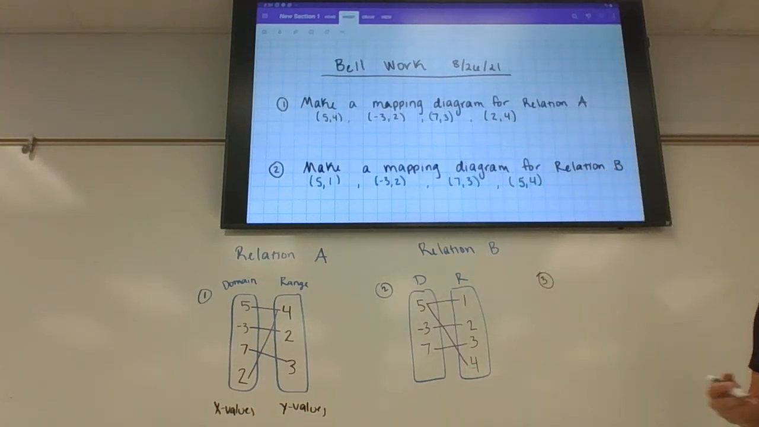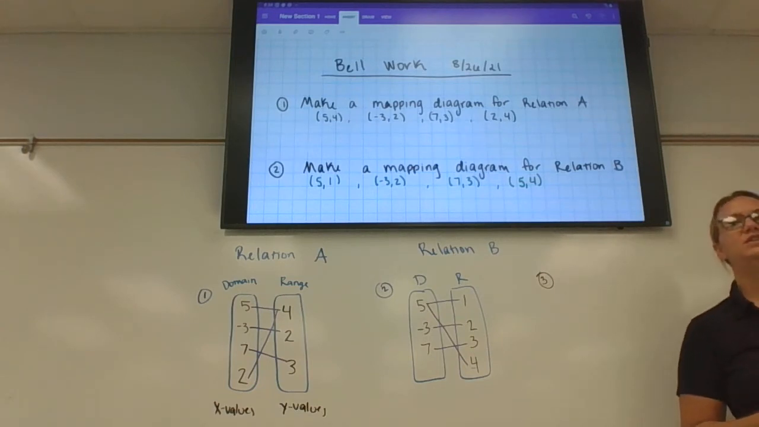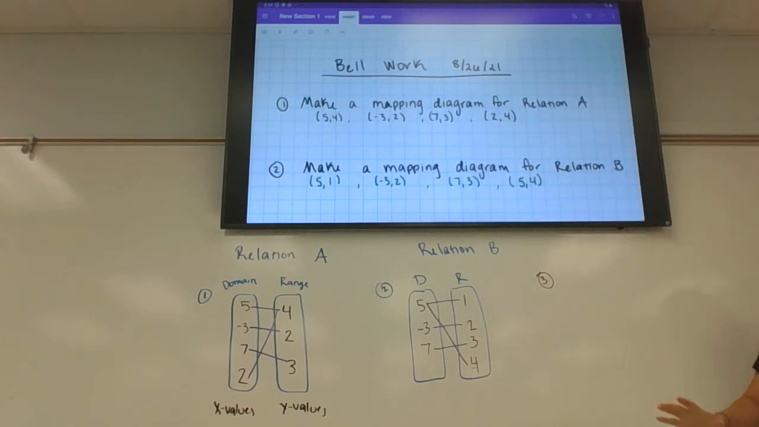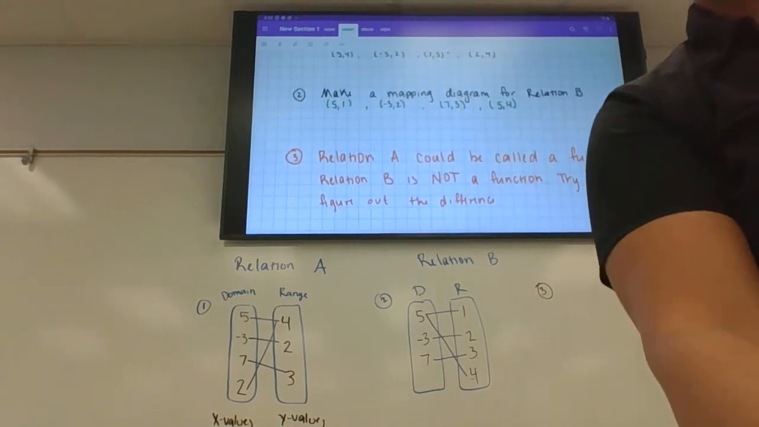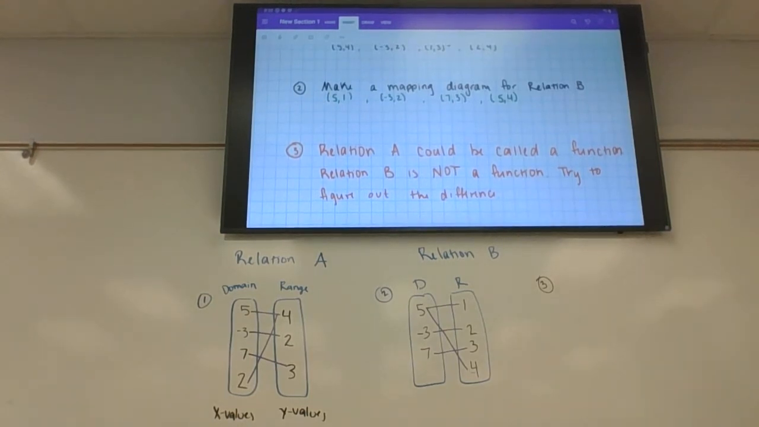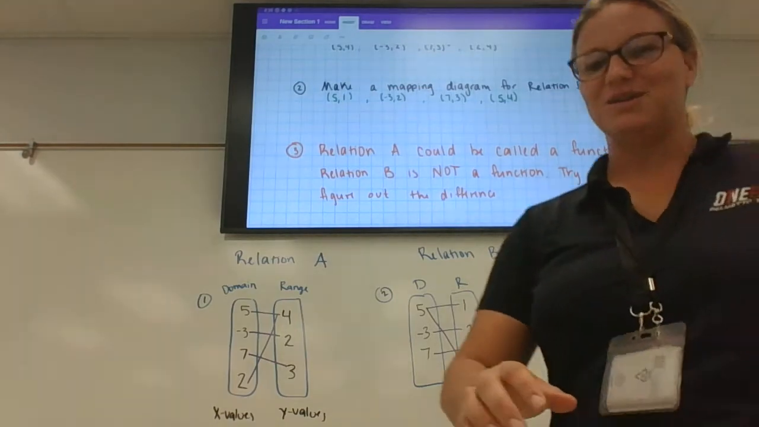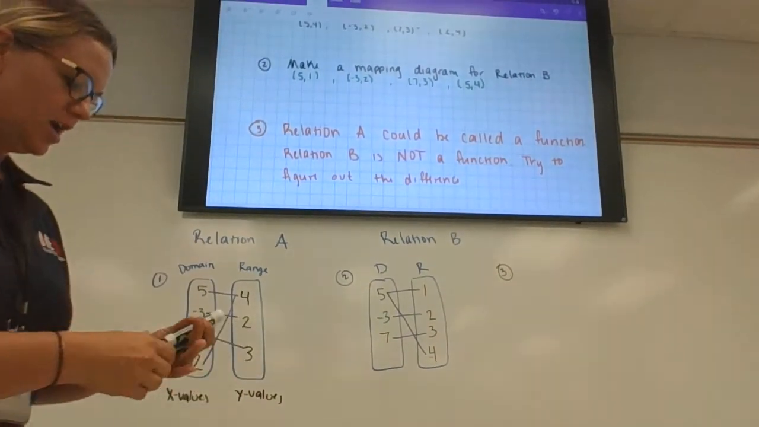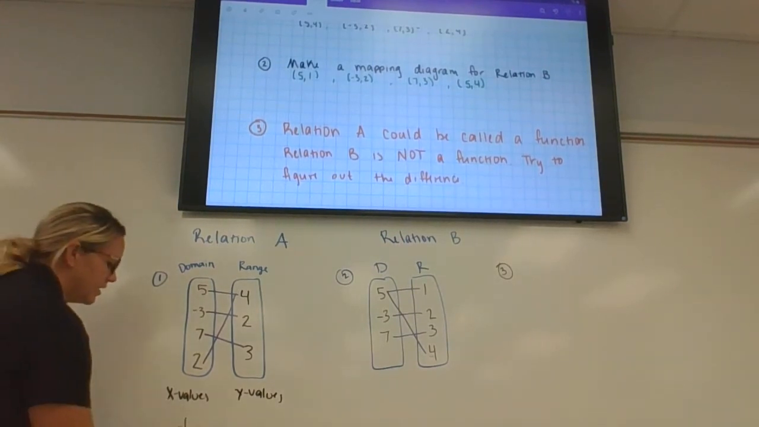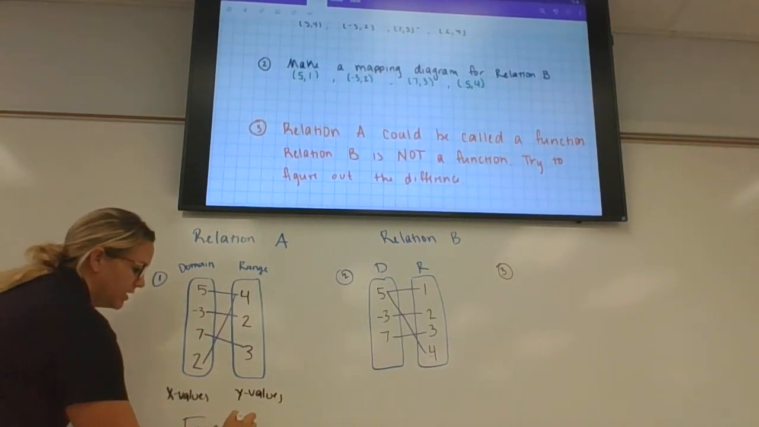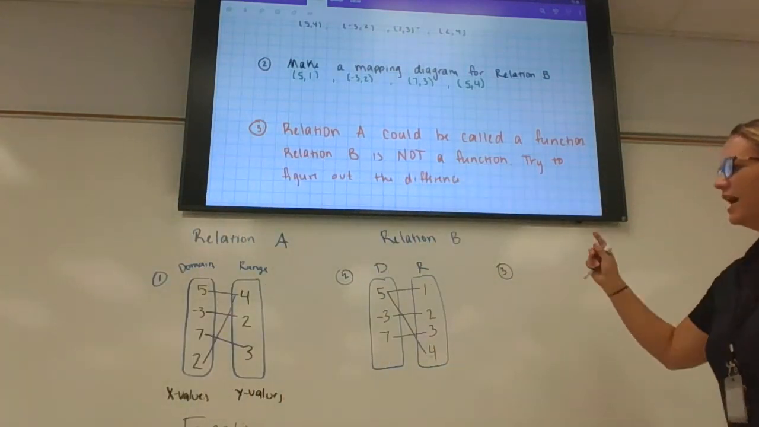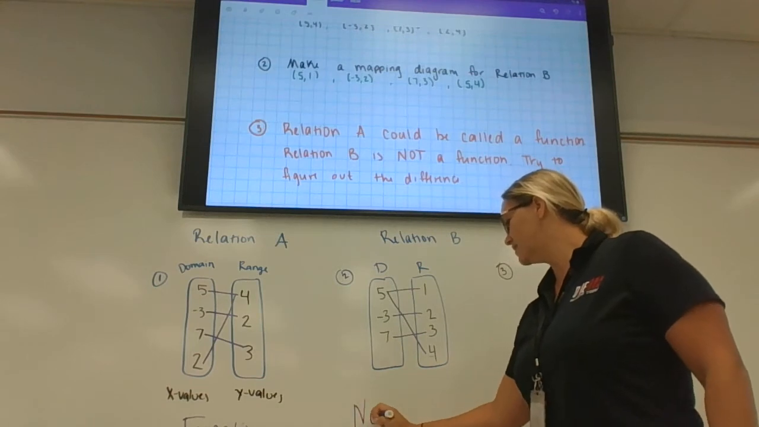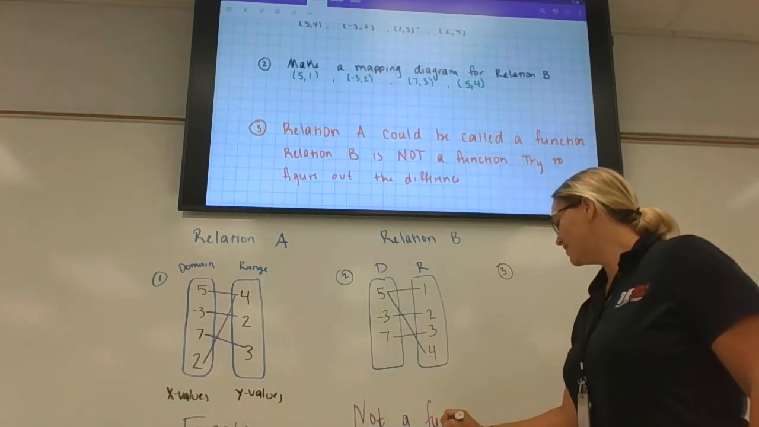Number 3 is where I want to see fireworks going off in your brain. Oh my God. Relation A could be called a function. Okay, one person knows it's been a firework. Okay, so I'm gonna go ahead. Relation A could be called a function. So I can write the word function under here. It's a functioning relationship. Relation B is not a function. What? What?